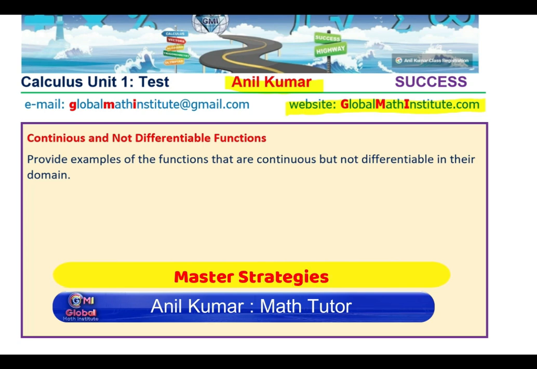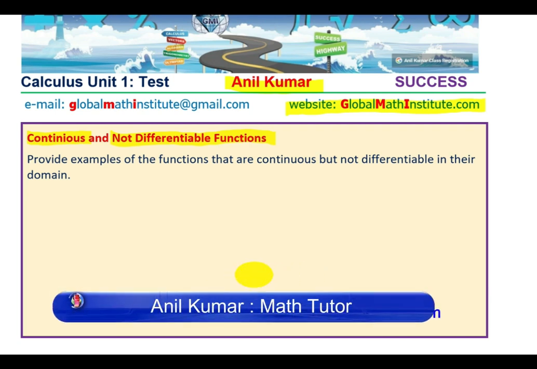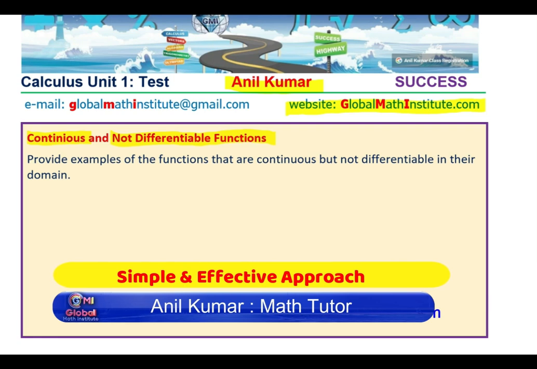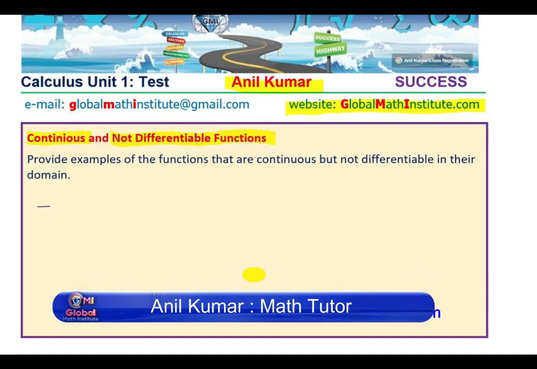Now, two things. One, the function is continuous. That means at every point you can find the derivative. But saying not differentiable in the domain means there are a few points within the domain of the function where it is not differentiable. So the function will be continuous but not differentiable. There are three conditions when this can occur.